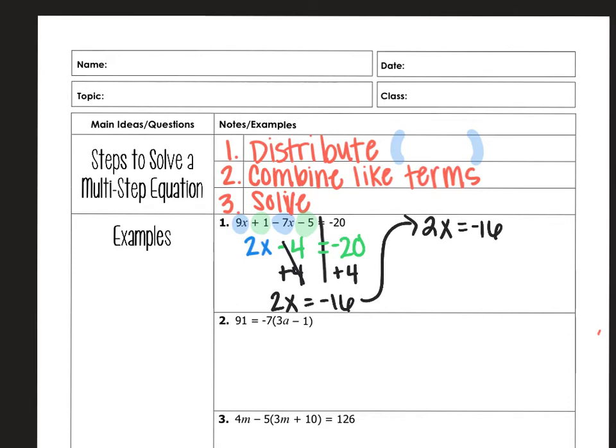To get x by itself, 2 is hooked on x. They're right next to each other. They're multiplying. The opposite of multiplication is division. Divide both sides by 2. X equals negative 8.